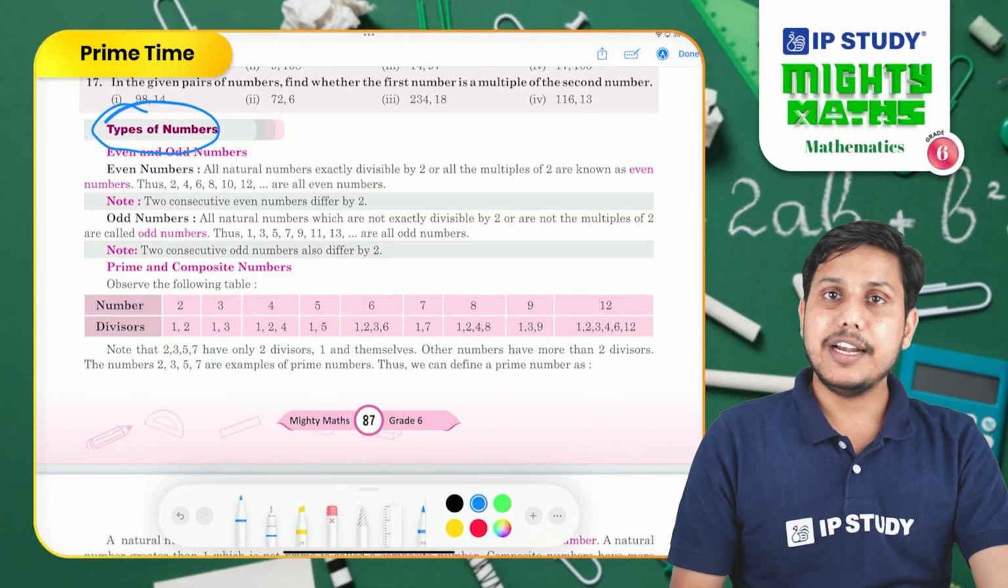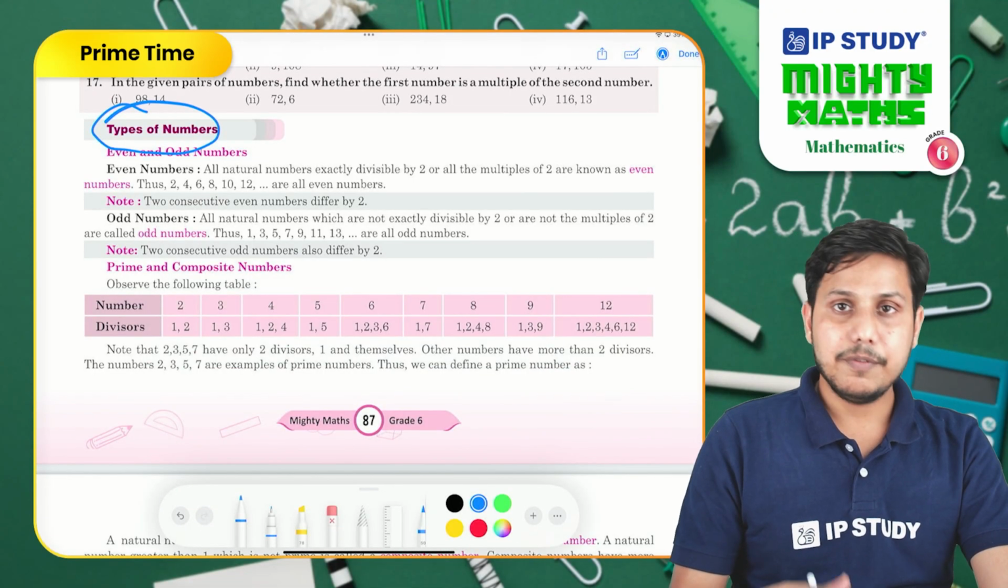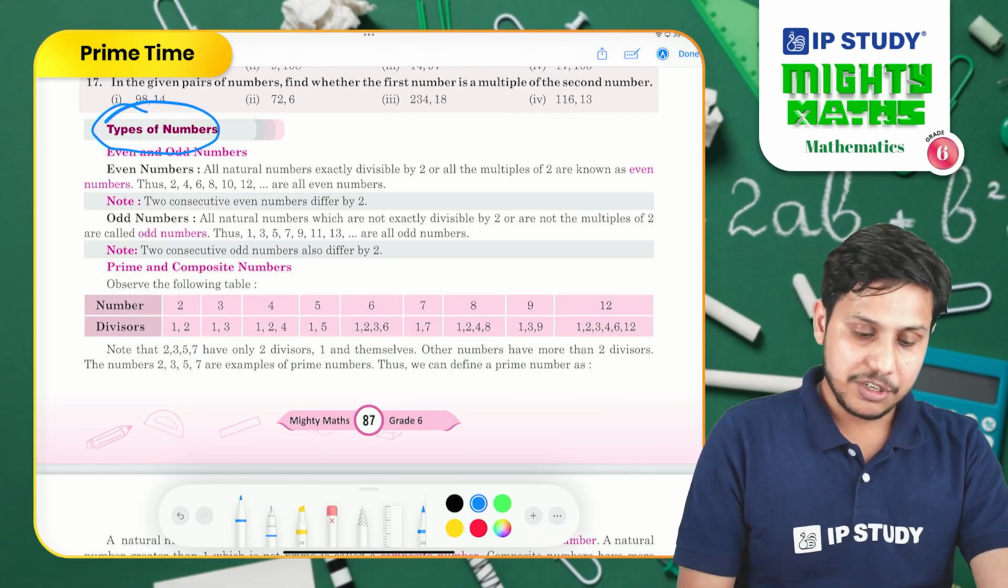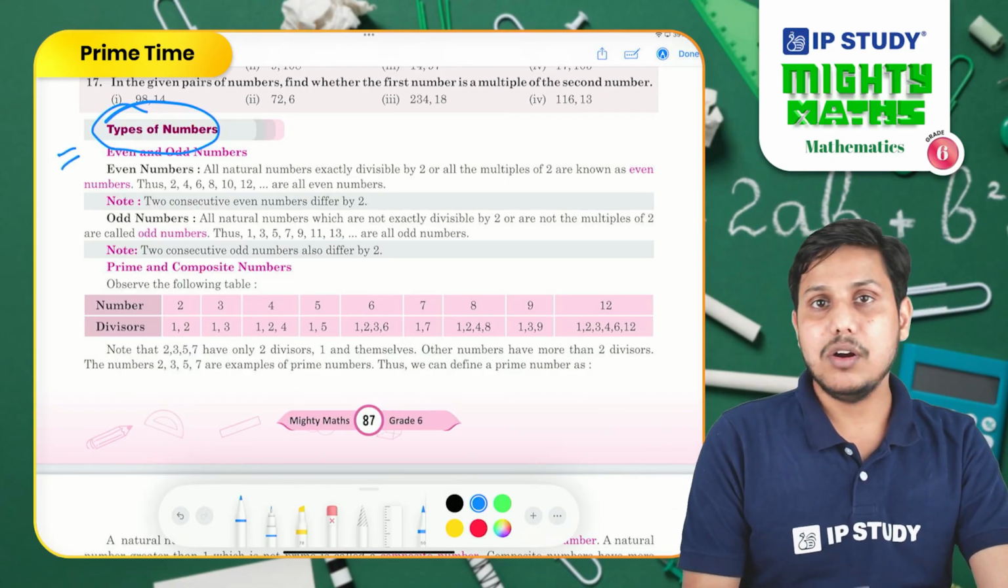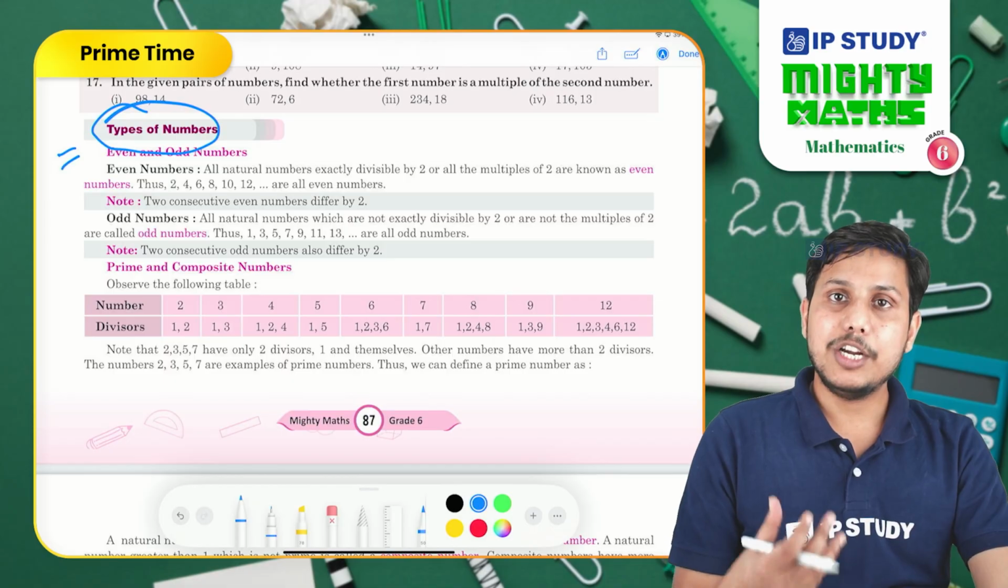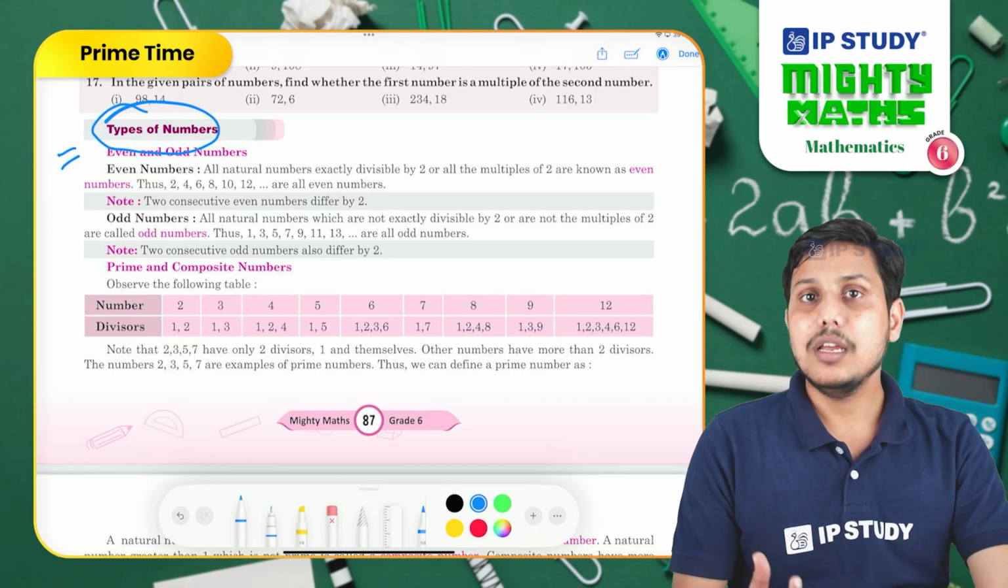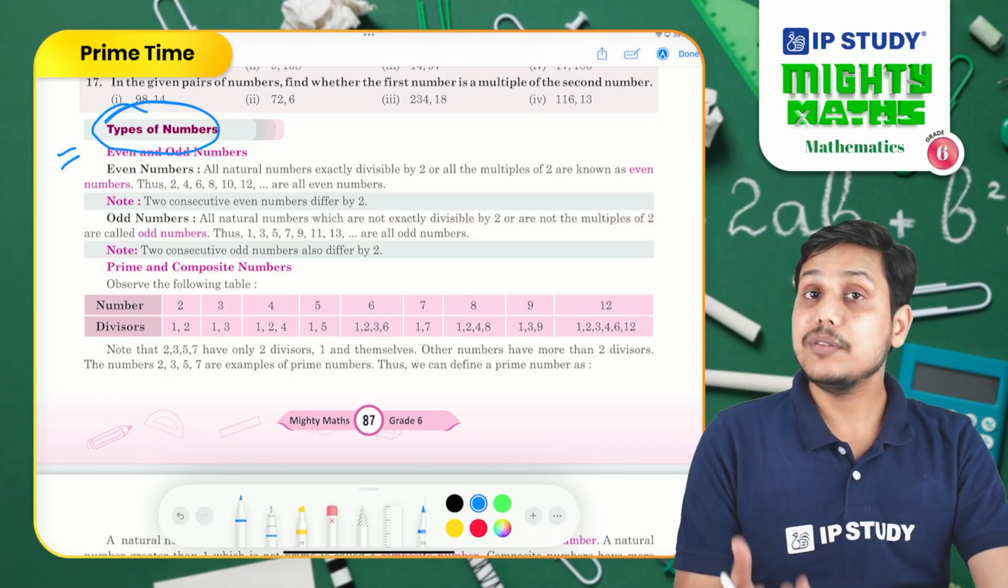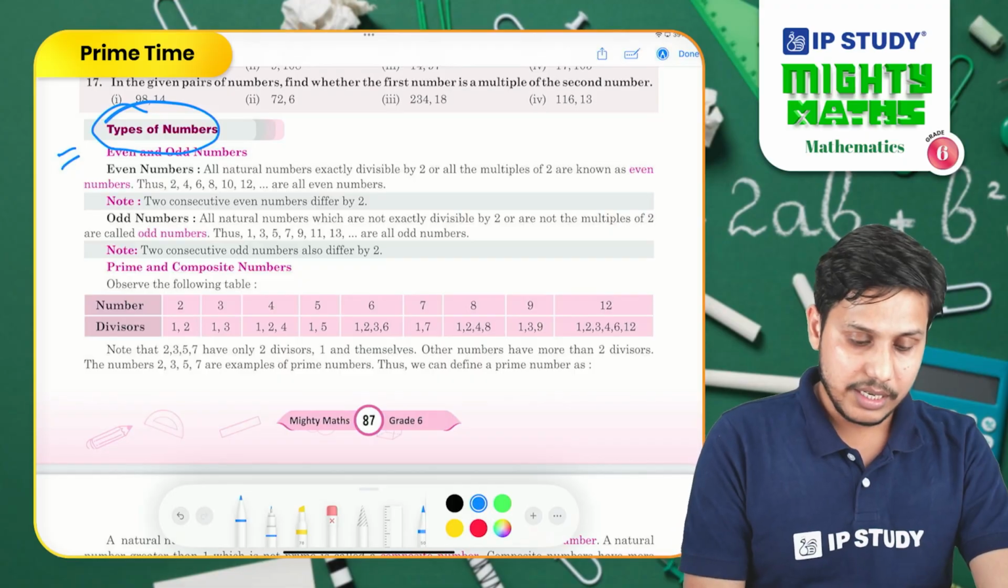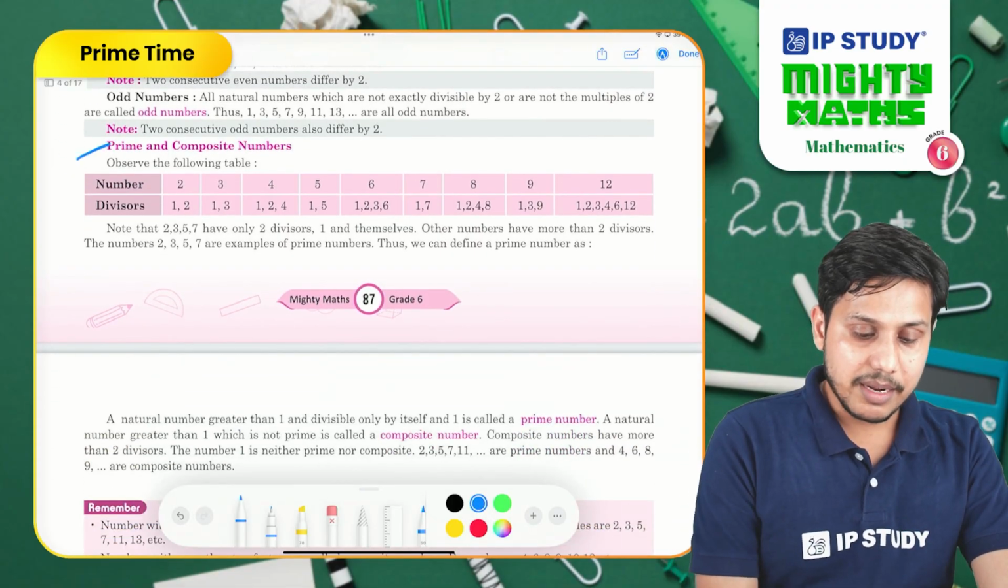In mathematics, there are different types of numbers. They depend upon what property they show. For example, even and odd numbers. A number divisible by 2 is called an even number, and if a number is not divisible by 2, then it is called an odd number. Yes. So next is prime and composite.